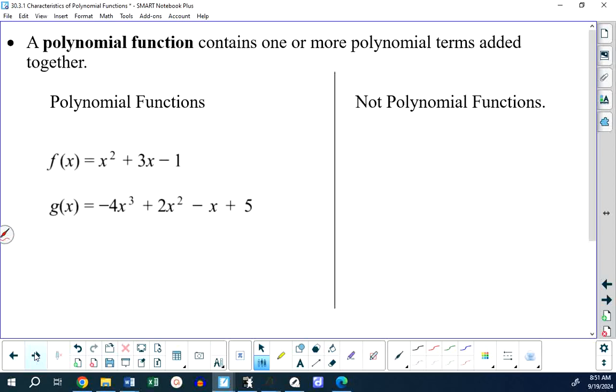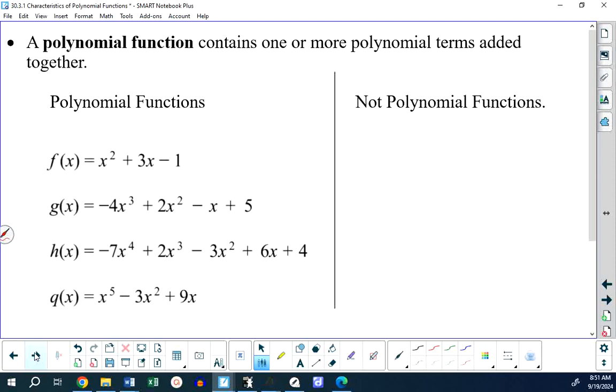I hope it's clear. I don't really come right out and say this, but a polynomial function has to have the sum of polynomial terms, but the variable in each of the terms is the same. There's no such thing as a polynomial function where we have some x cubes and x squareds, and then we have z squareds and z's. It doesn't work that way. This would be a polynomial function. This would be a polynomial function.